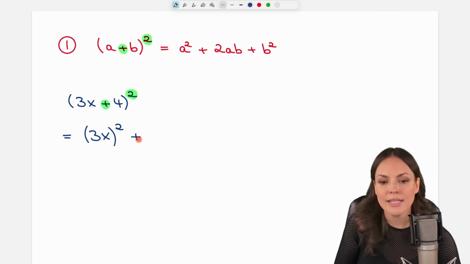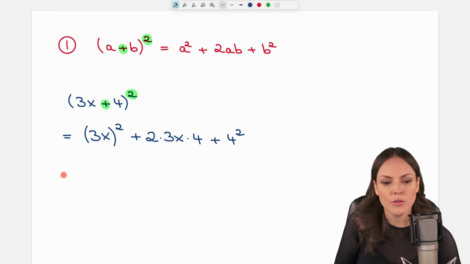Then we have the plus, and then we have this middle part where it says 2 times A times B. So 2 times the first part times the second part. In our case, 2 times everything before the plus, so my 3x, times everything after the plus, which is the 4. Then we have another plus, and then it says square your B. So after the plus, I take the 4 and square this thing.